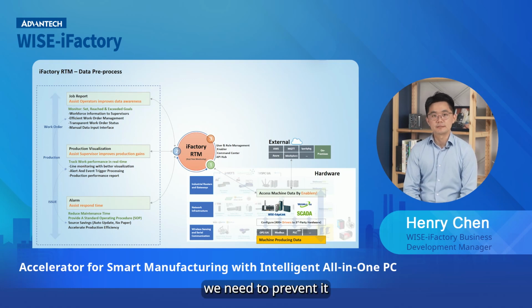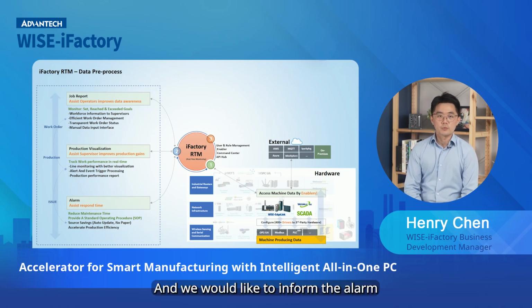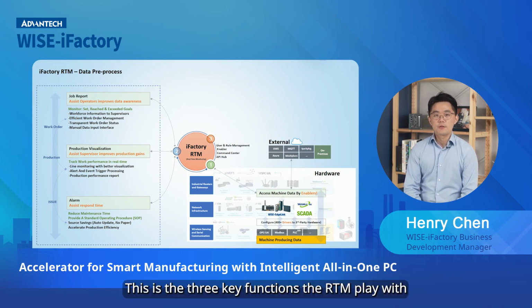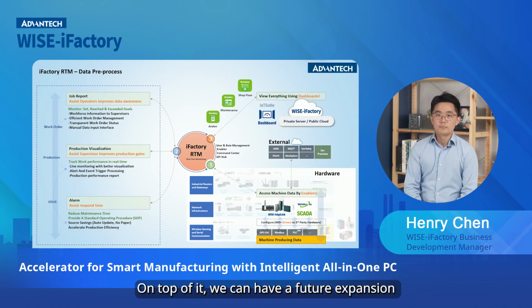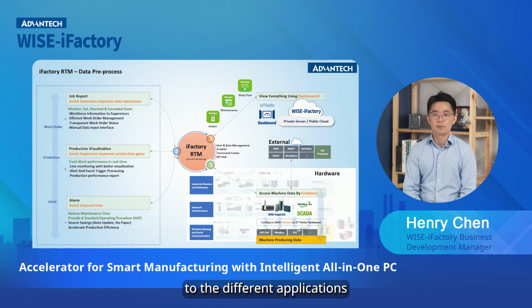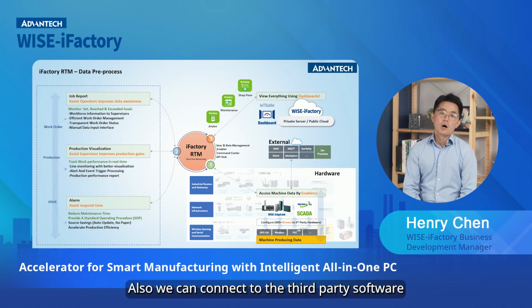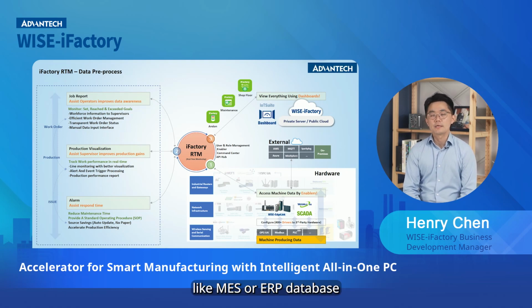We need to prevent them, and we would like to inform the right person of the alarm at the right time. And these are the 3 key functions the RTM plays. On top of it, we can have future expansion to different applications like Andon, digital maintenance, or shop floor, etc. Also, we can connect to third-party software like MES or ERP databases.